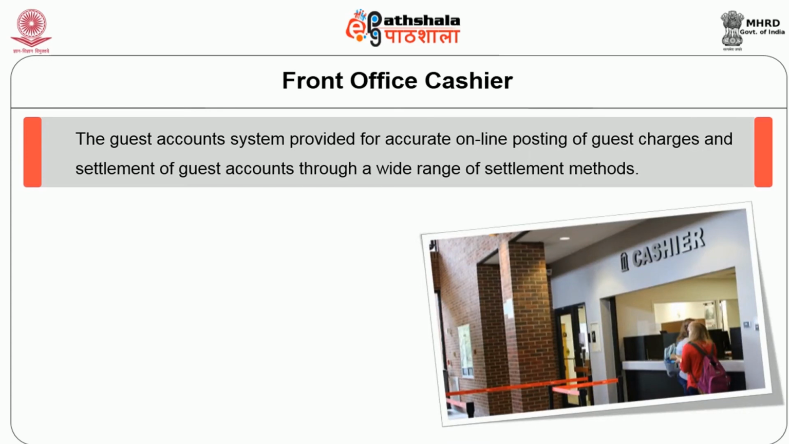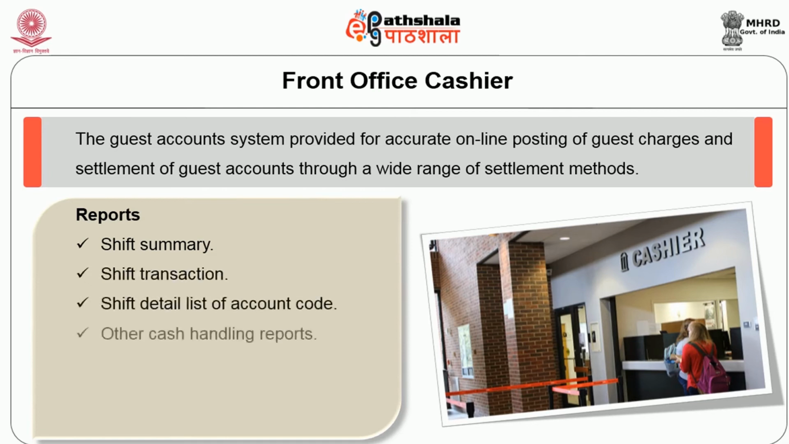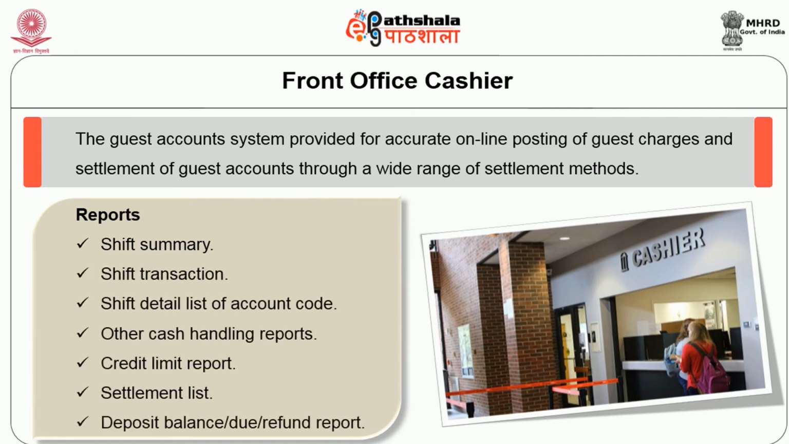Next is front office cashier. In the case of front office cashier, we'll see what all has to be maintained. The guest account system provides for accurate online posting of guest charges and settlement of guest accounts through a wide range of settlement methods. The reports maintained here are, first, shift summary. Shift summary is the summary of what shift each one is coming and going. Next is shift transaction. Shift transaction records all the transactions within that particular period of time.